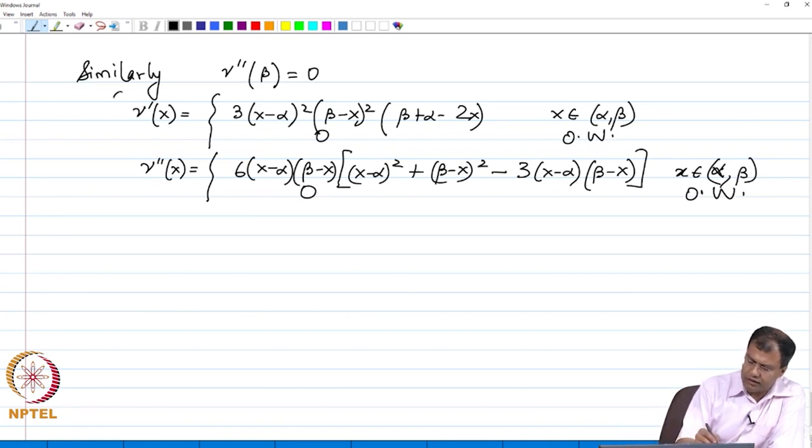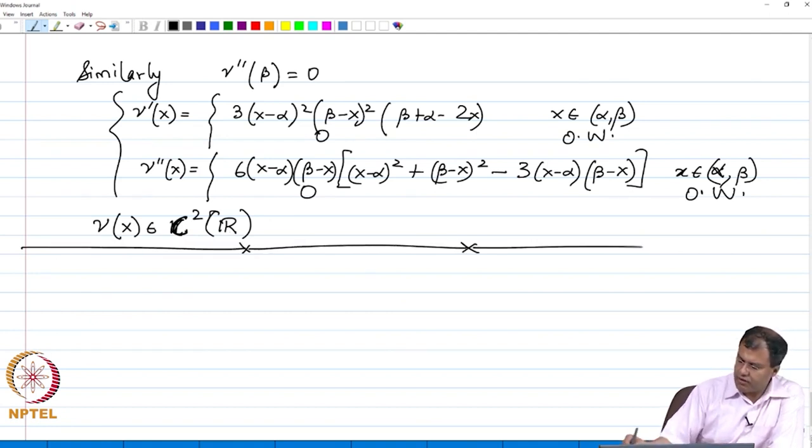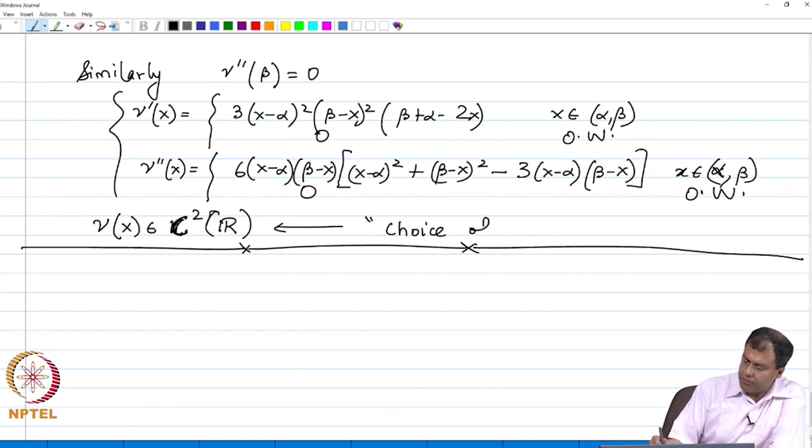So, what this expression shows is that the first and the second derivative of nu exist, and hence we can conclude that nu is in the class of second order differentiable functions over the space of real numbers. And that concludes the proof of our first lemma. So, essentially what we have shown is that nu is a choice of our perturbation function.